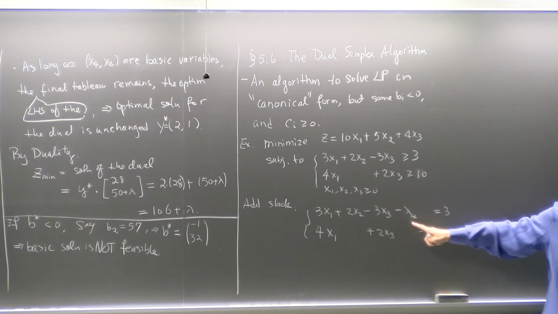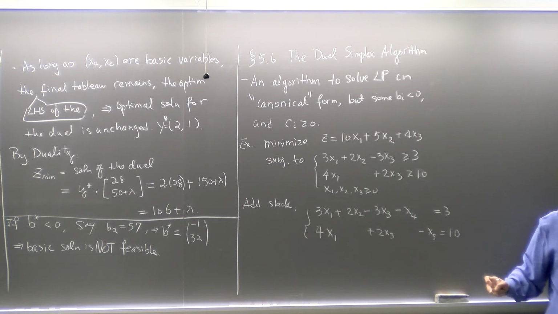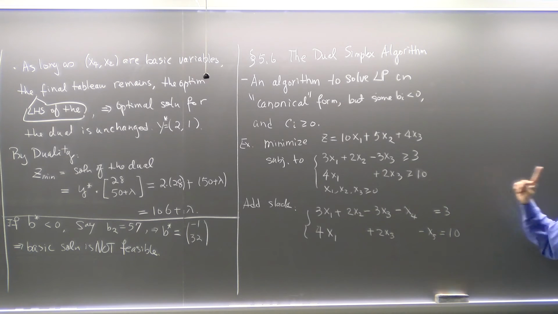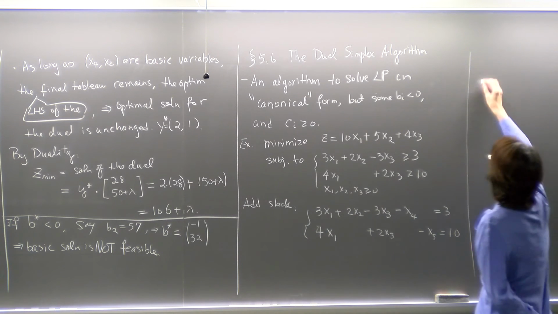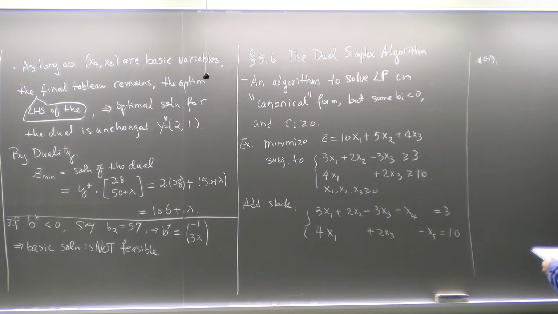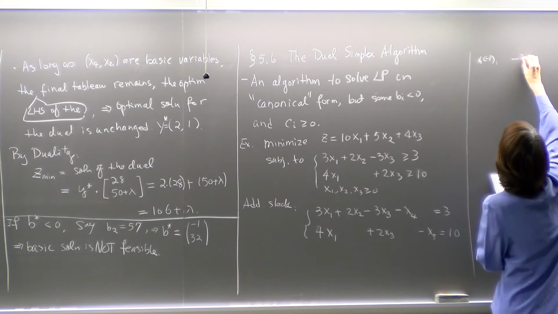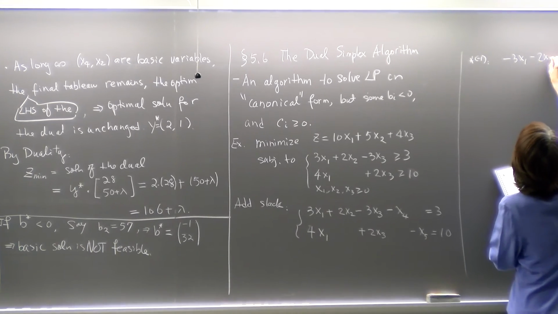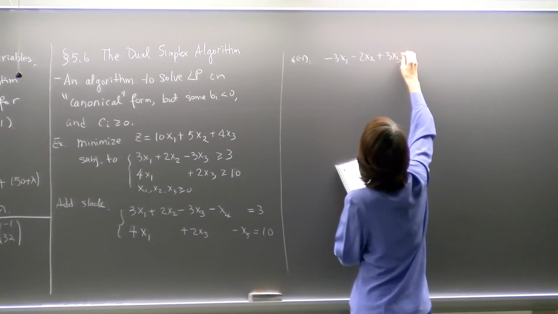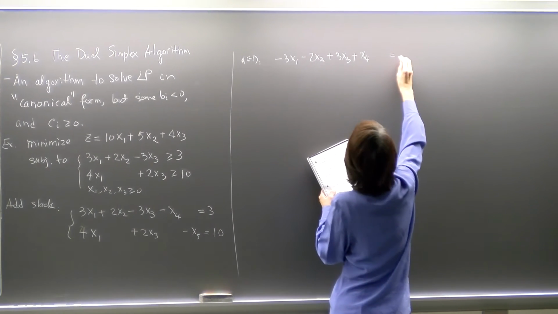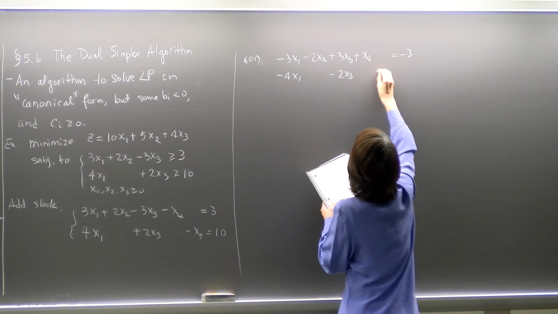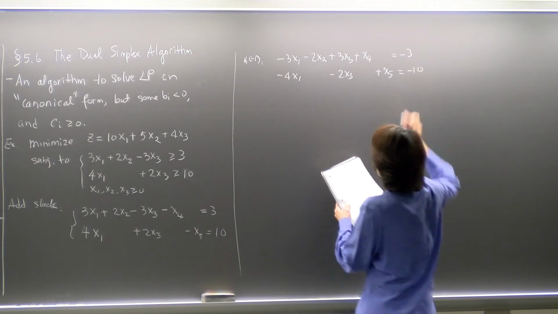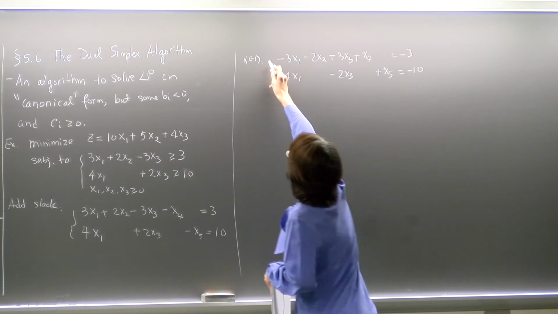Especially here, you see that this is almost in canonical form. It just has a wrong sign. Wouldn't you prefer to multiply this by -1, so this can be the basic variable, and then I deal with a negative right-hand side? How about that? So let's do this. So I multiply by -1 everywhere. I have the following. If I write this down, I have -3x1 minus 2x2 plus 3x3 plus x4 equals -3, -4x1, 2x3 plus x5 equals -10. That becomes my constraint.